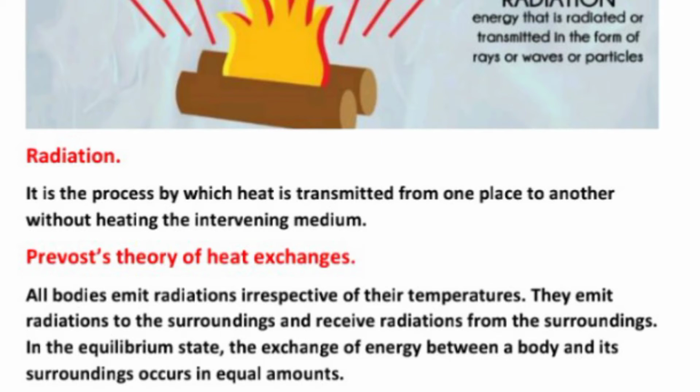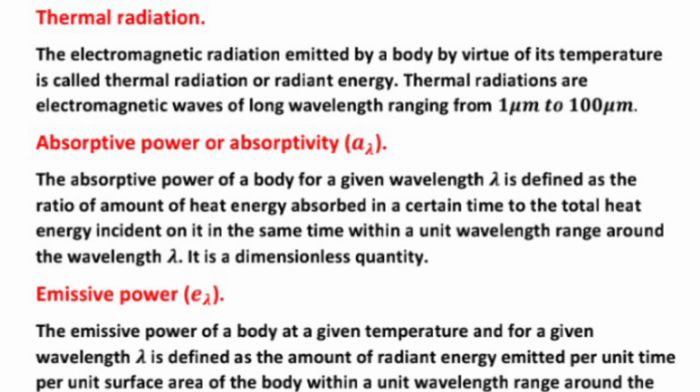Now I am moving to the next topic, thermal radiation. What do you mean by thermal radiation? The electromagnetic radiation emitted by a body by virtue of its temperature is called thermal radiation or radiant energy. Thermal radiations are electromagnetic waves of long wavelength ranging from 1 μm to 100 μm.